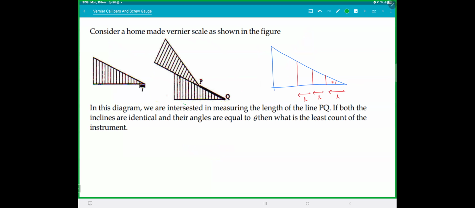All clear with this? Take a break, come back in 5 minutes, continue from here. That's about vernier calipers. Next thing we'll see screw gauge. Any doubt so far? Okay, come back in 5 minutes.